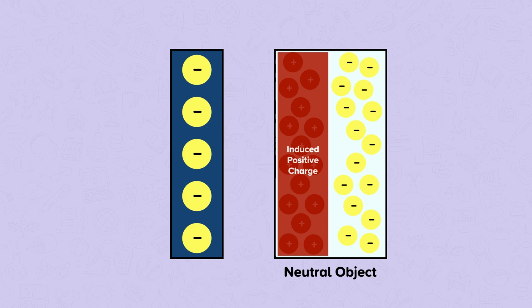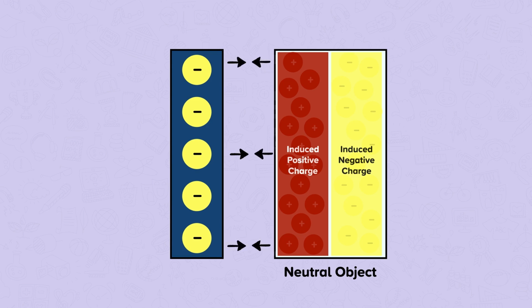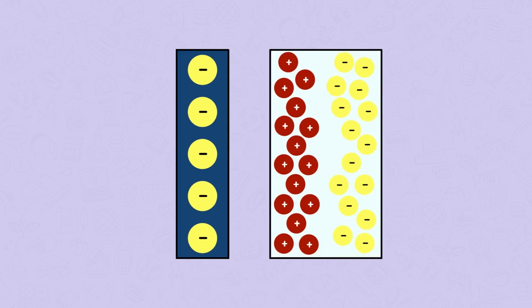In this instance, the surface on the left-hand side has an induced positive charge, and the surface on the right-hand side has an induced negative charge. Now there is a force between the negatively charged object and the positive surface, and so the objects attract each other.